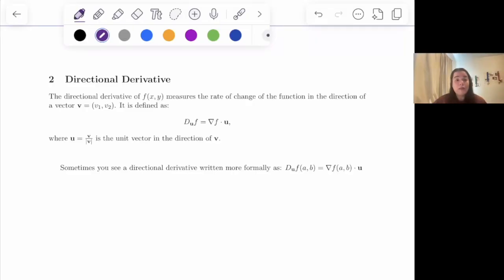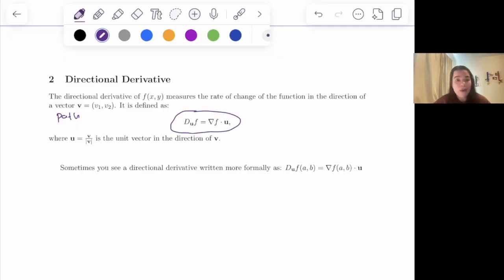So now let's talk about the directional derivative, and we're going to see why this is different than the gradient. But you will see that the gradient is used to find a directional derivative. So let's just read here what it says. The directional derivative of f of xy. So again, think of f as your mountain. The directional derivative of your mountain f measures the rate of change of the function in the direction of a certain vector. Think of your vector as your path. And it is defined by the following.